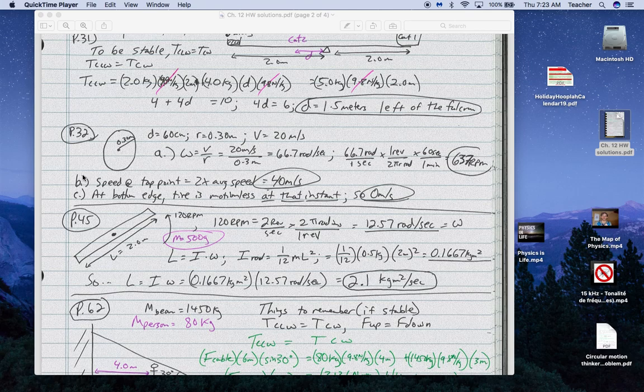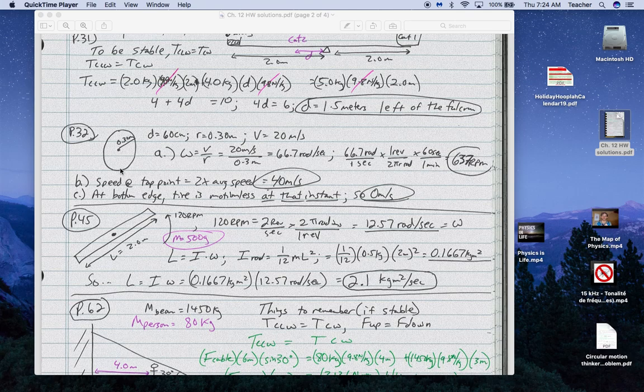A fun thing about this is, if you remember back, I think it's from chapter 4, or whenever we looked at rotating things, might have been chapter 8, the speed at the top point of the wheel linearly is going to be double the average. So this average speed is what the center of mass is moving. The top part of the wheel is moving forward relative to the center of mass, so it would be going twice as fast. That's 40 meters per second.